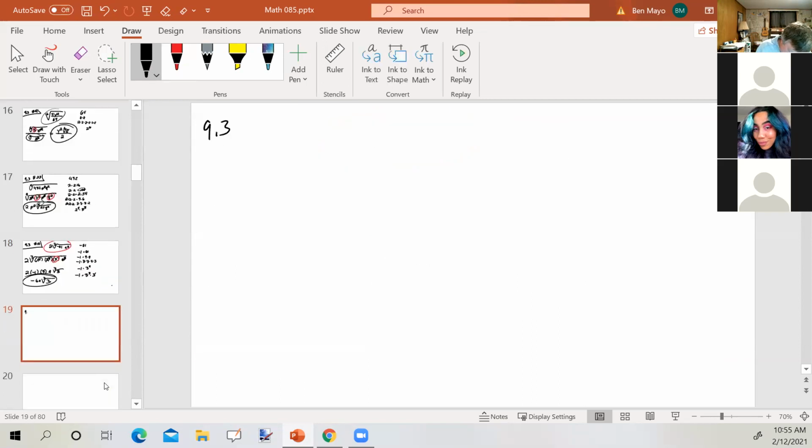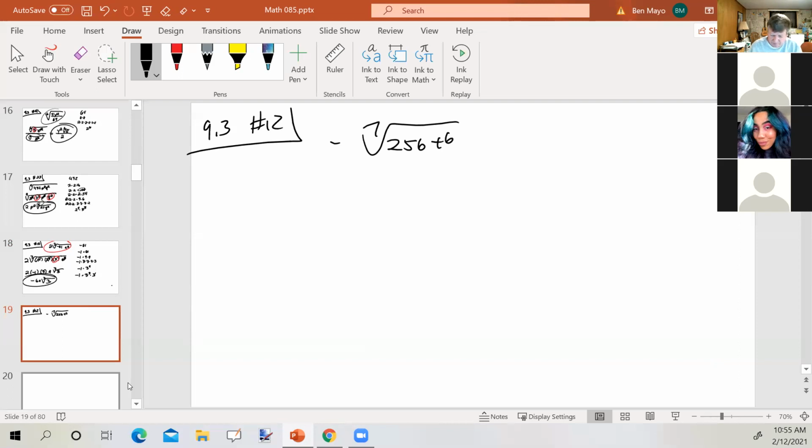This is 9.3, number 12. Simplify the radical expression. The variable represents a positive real number. Negative the 7th root of 256 t to the 6th.